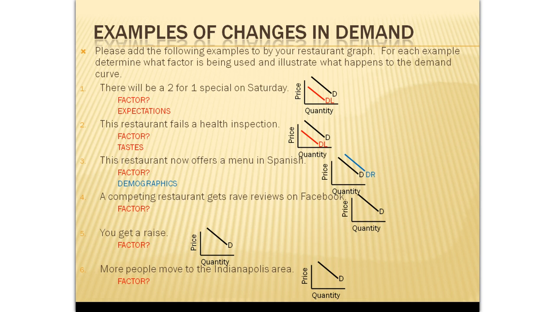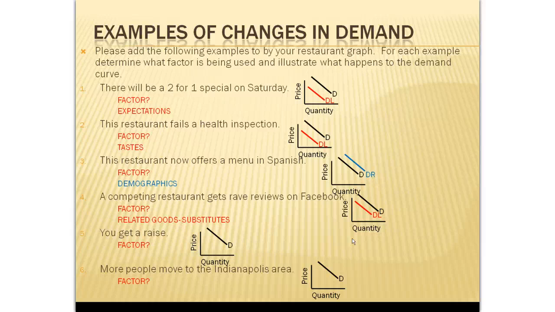Number 4, a competing restaurant gets rave reviews on Facebook. Since it's talking about a competing restaurant, we're talking about a related good, a substitute. If a substitute gets better reviews than the restaurant we're talking about, that means the demand for our restaurant goes down and to the left. Remember, we're always talking about the demand for the original good. So if that's Applebee's or Texas Roadhouse or TGI Fridays, whatever our original restaurant was, that's going to cause a left shift in demand for that restaurant.